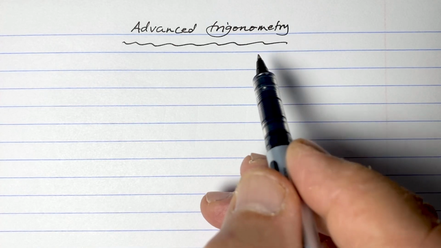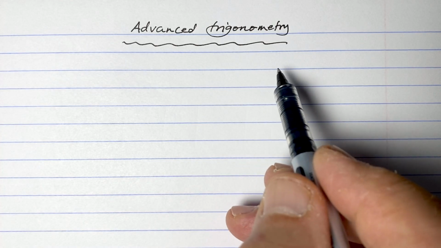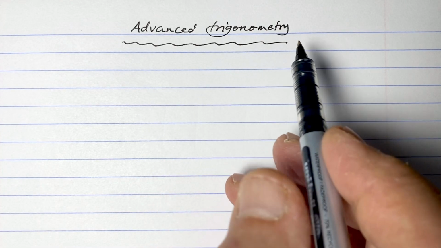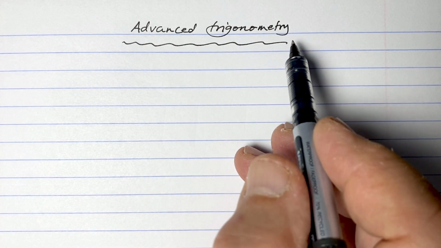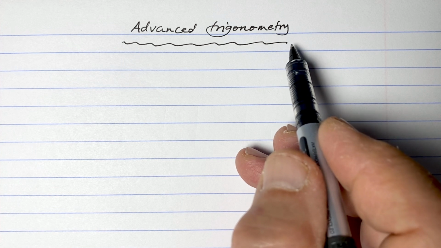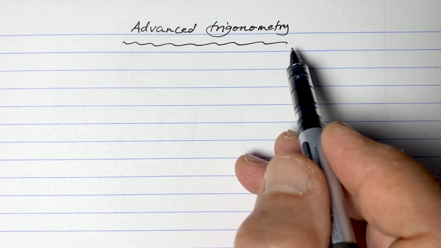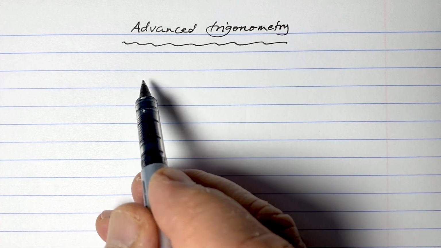If you remember, we used SOH CAH TOA. But advanced trigonometry refers to any triangle. It does not have to be necessarily a right angle triangle.